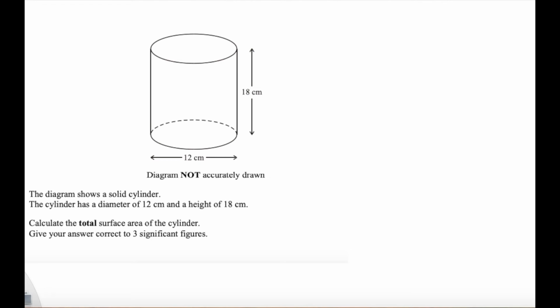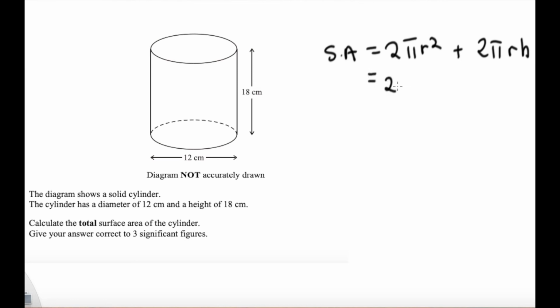Now on question number 6, we'll be calculating total surface area of this cylinder. So it says the diagram shows a solid cylinder. The cylinder has a diameter of 12 centimeters and a height of 18 centimeters. Calculate the total surface area of the cylinder. Give your answer correct to 3 significant figures. Now to find the surface area of the cylinder, it's 2 pi r squared plus 2 pi r height.